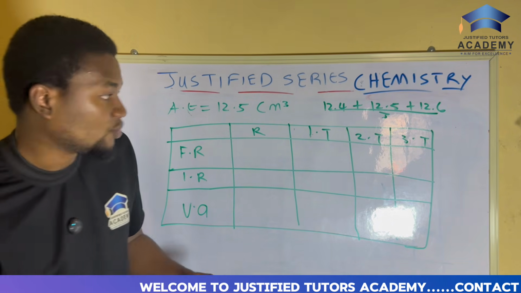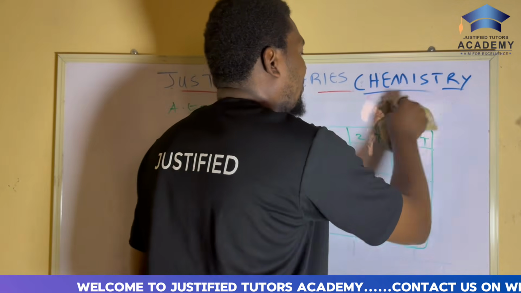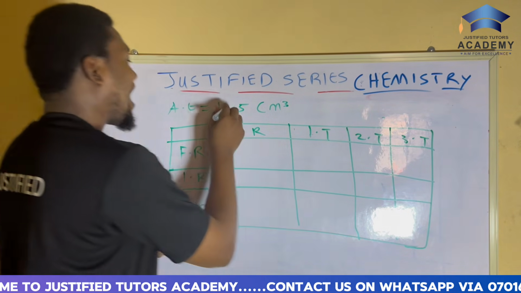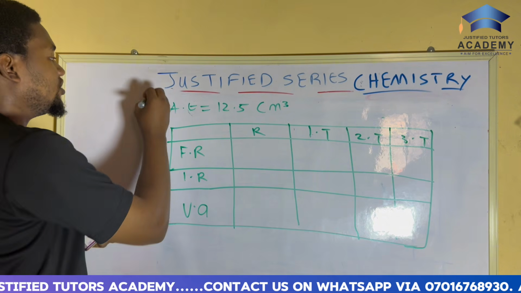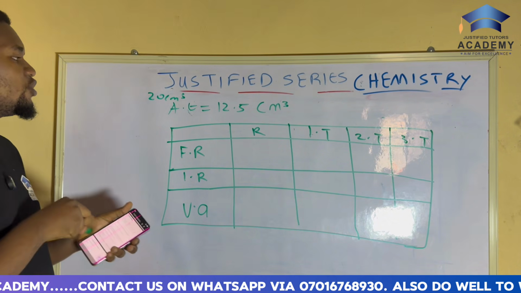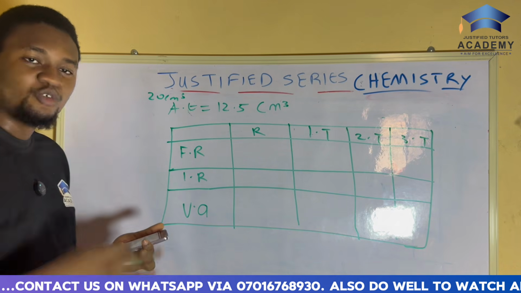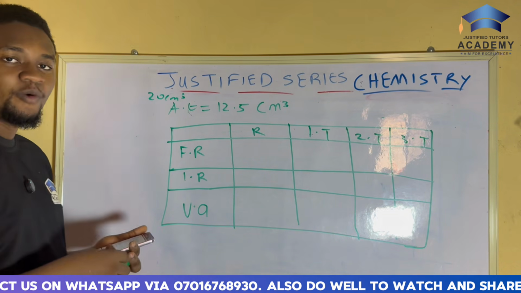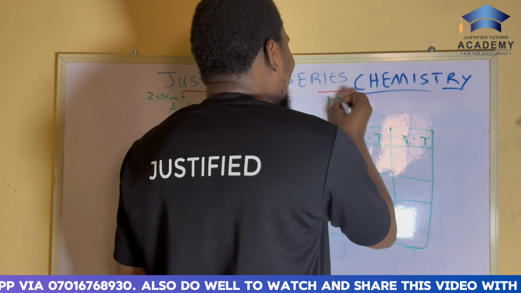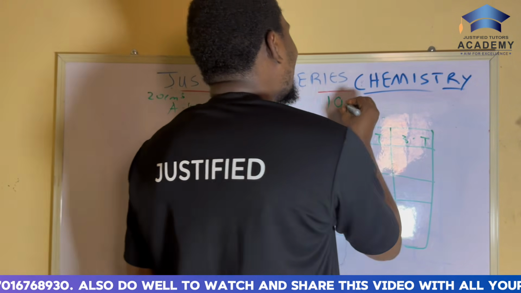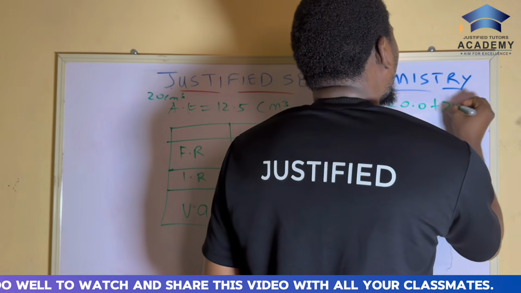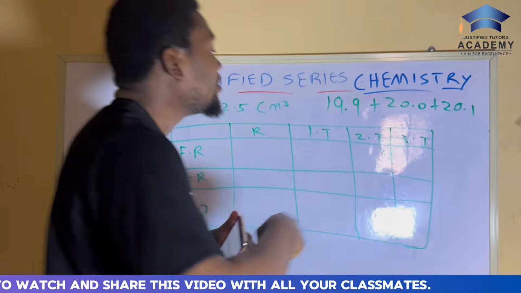Now let's say the value is not 12.5. Let's say the value is 20. Let's say our average titre value is 20 centimeter cube. Now, what three values will give us 20 centimeter cube? See the answer here. It will be 19.9 plus 20.0 plus 20.1.